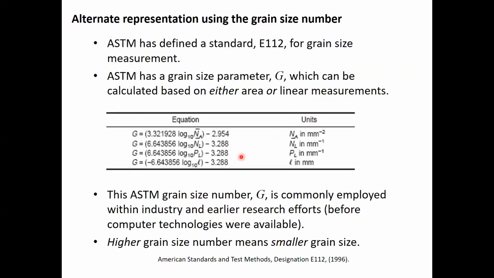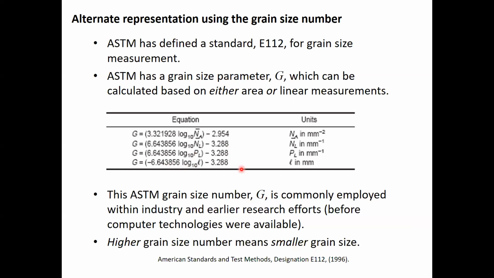And as I said, because it's a standard, it's very commonly still employed within the industry and in older research efforts. But if you look at research papers from the past decade or so, you'll see that the grain size is stated directly. Researchers don't use the grain size number very often anymore, because they just use software to automatically tell them what the grain sizes are. But in industry, things are a little more old school, especially in the steel industry, where they still use the grain size number a lot. In general, the rule of thumb is that a higher grain size number means a smaller grain size overall.